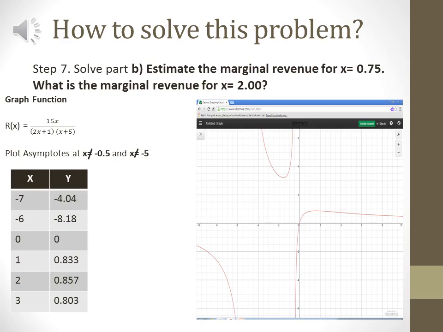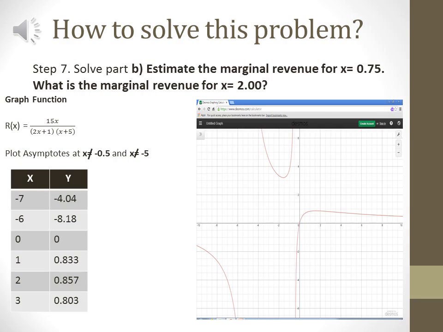Step 7. Solve part B. Estimate the marginal revenue for x equals 0.75, and what is the marginal revenue for x equals 2. So, first things first, we need to graph this function because we don't know what it looks like, so let's graph it. We've already cleaned up our function by factoring the denominator of our revenue function, 15x divided by 2x plus 1 multiplied by x plus 5.